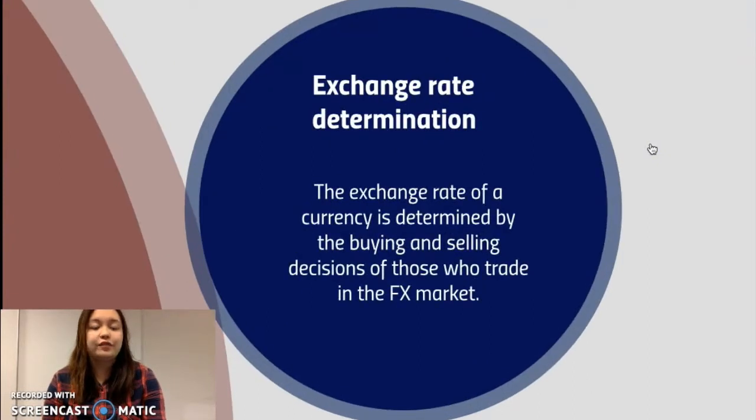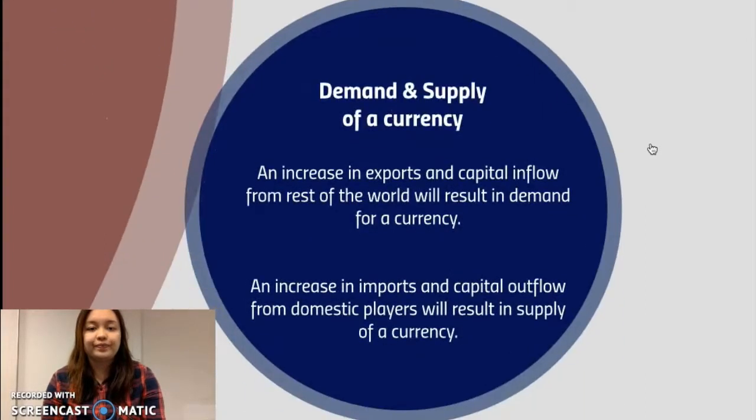The exchange rate for a currency is determined by the buying and selling decision of those who trade in the foreign exchange market. An increase in export and a capital inflow from the rest of the world will result in demand for a currency. An increase in imports and a capital outflow from the domestic players will result in supply of a currency.